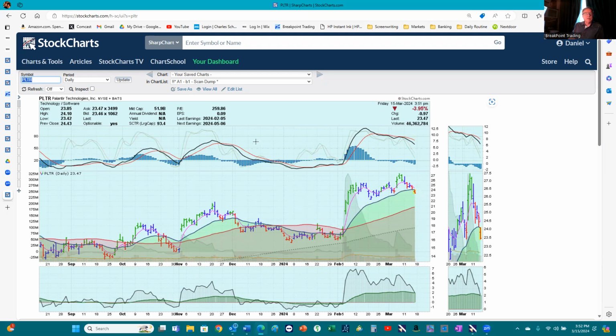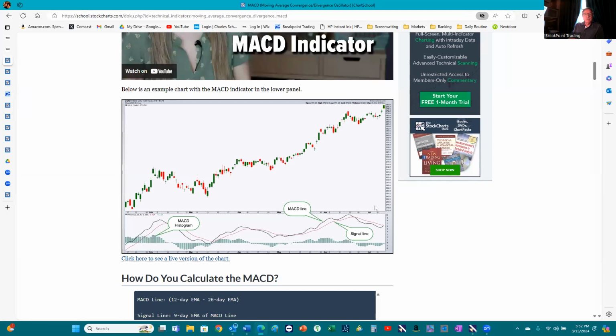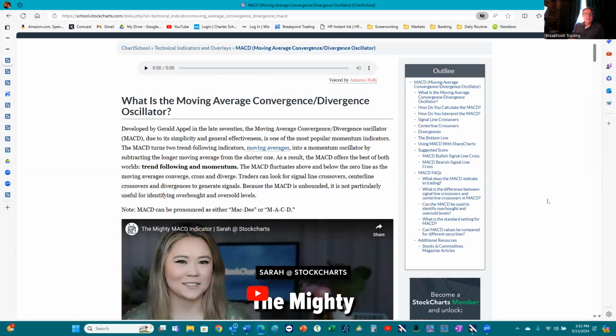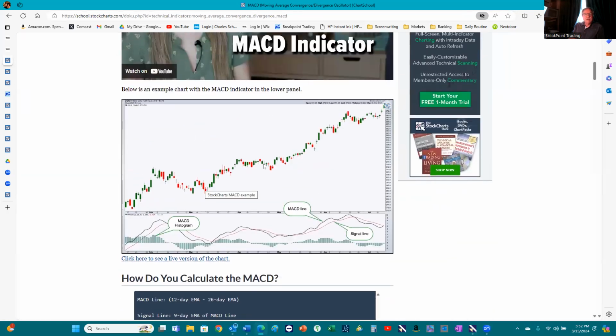So let's talk about this one on the top today and the one on the bottom. So first, we need to understand the MACD, moving average convergence divergence. What does that mean? And that's what somebody asked me. What does a moving average convergence divergence mean? It's a trend following and momentum indicator. It basically, you can see right here, here's the trend.